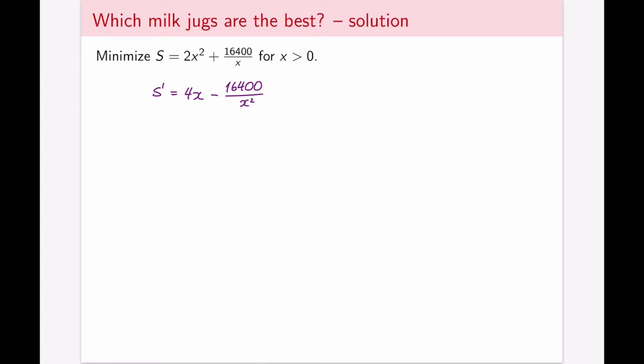Now, because I'm going to analyze this using critical points, so thinking about where the derivative is equal to 0 and does not exist, it will be easier if my derivative is one big fraction. So I'm going to do common denominators between the two pieces. So I'm going to end up with 4x cubed minus 16,400 divided by x squared, and that is my derivative. So what about critical points? I need to think about where the derivative is 0 and when the derivative does not exist. So this will give me my two cases for the critical points.